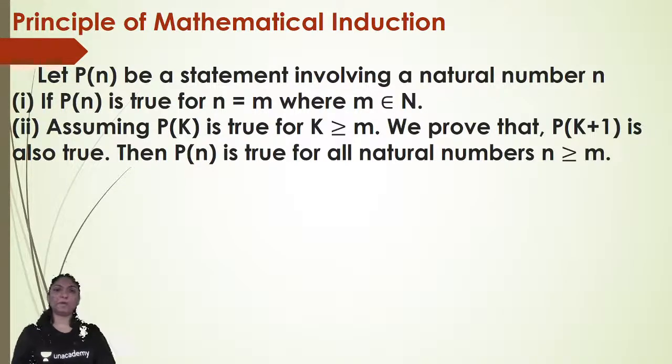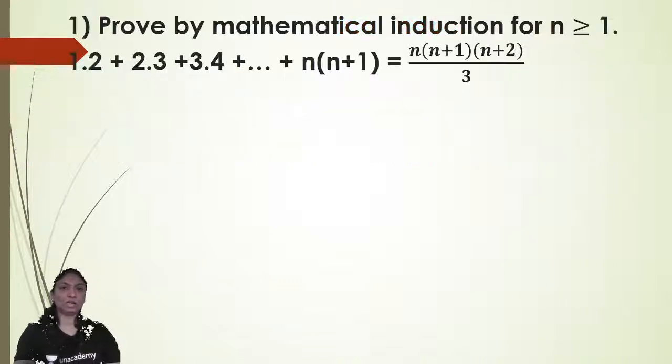So assuming that P(n) is a statement involving a natural number, P(n) is true for n equal to m, where m belongs to N. Assuming that P(k) is true for k greater than or equal to m, we prove that P(k+1) is also true. Then P(n) is true for all natural numbers n greater than or equal to m. Okay? So we will see examples depending on this principle of mathematical induction. So the first example is given to you.